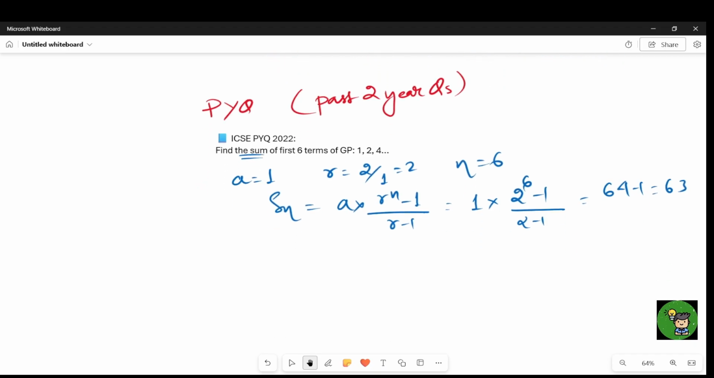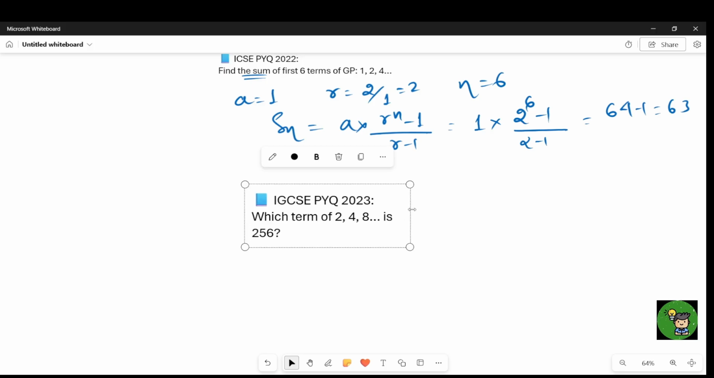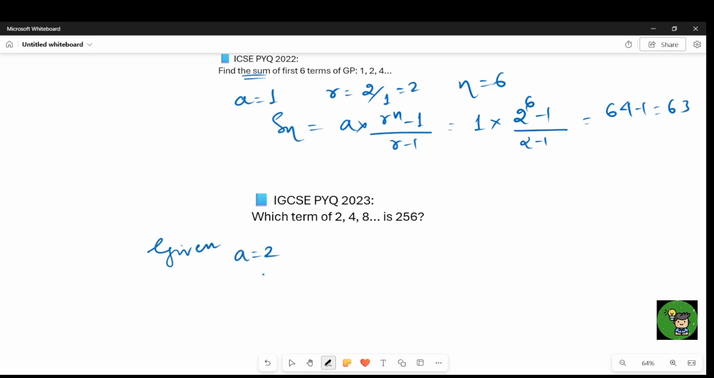Now the next question is also about how to find the nth term. It came in the year 2023. So what is the question? Which term of this GP is 256? So again, always write the given data. What is given here? a is equal to 2, r is equal to current term divided by previous term, we get 2. What is n? We don't know. We have to find the nth term. The nth term formula: the nth term is given as 256. So let's solve it. So we know the nth term equals a into r to the power n minus 1.